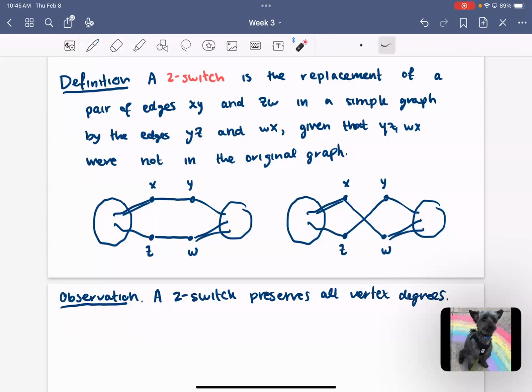So why is that? At each of these vertices, X, Y, Z, or W, we deleted one edge and then added in a new edge. So we kept the vertex degree at X, Y, Z, and W the same. And the rest of the graph was left unchanged. So any other vertices that are in there also have the same degrees as they did originally. Okay, are there questions?